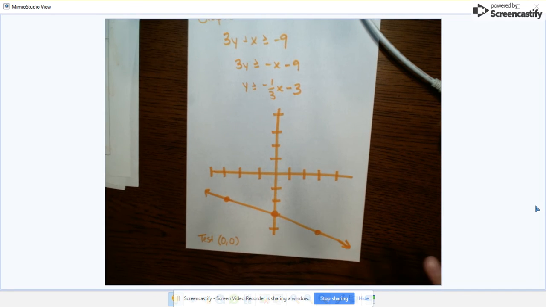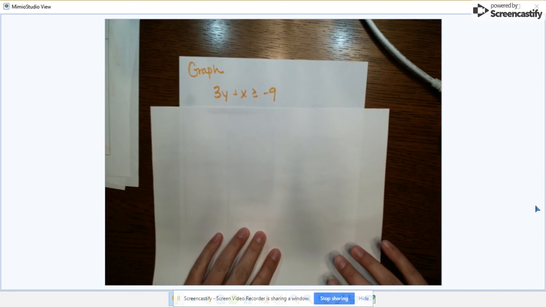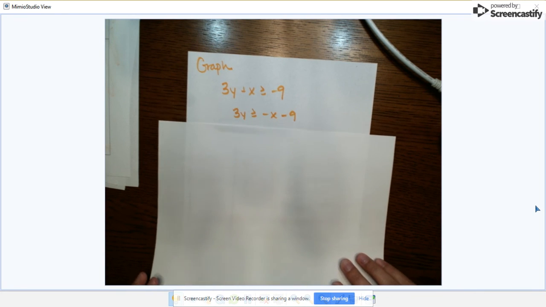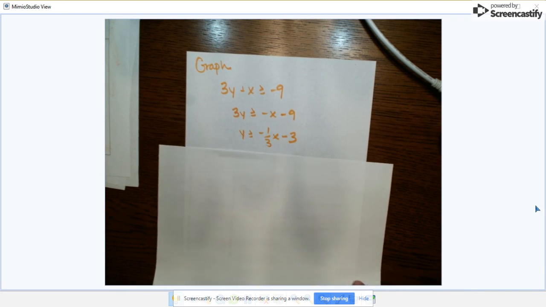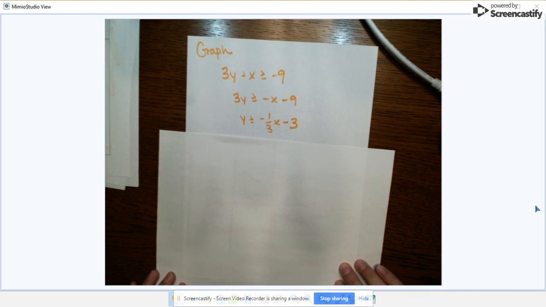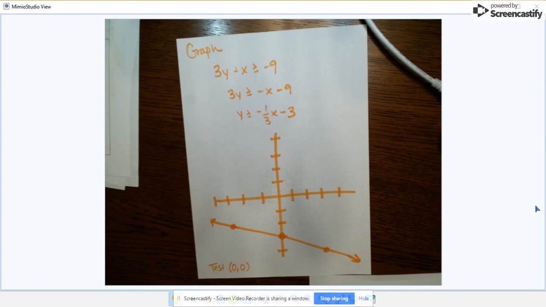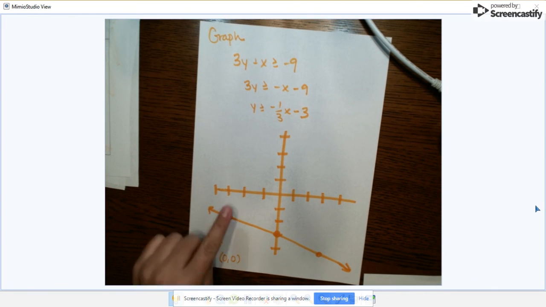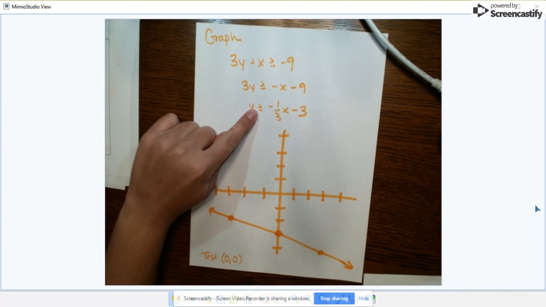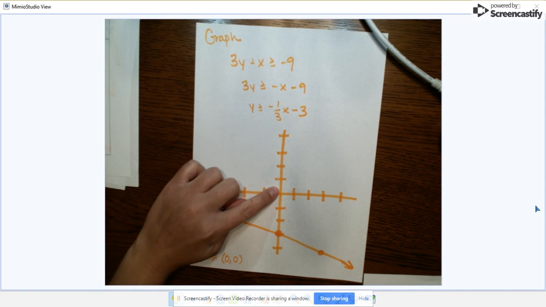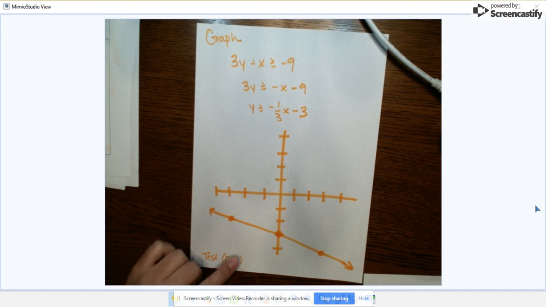So here's another example. We have 3y plus x is greater than or equal to negative 9. So again, subtract x, divide by 3, we get y is greater than or equal to negative 1/3 x minus 3. I went ahead and plotted that line. This time, notice my line is solid because it's greater than or equal to. But I want you guys to go ahead and test (0, 0) and tell me whether we should shade the origin side or shade the opposite side.